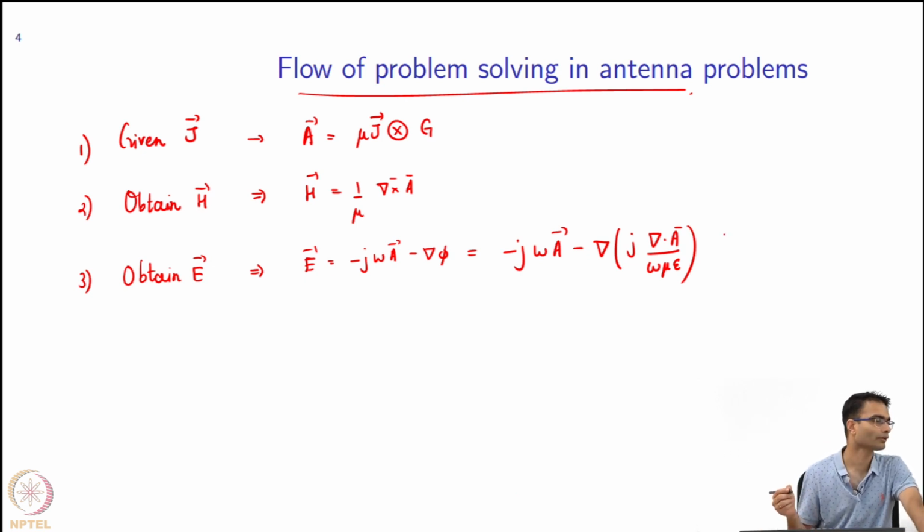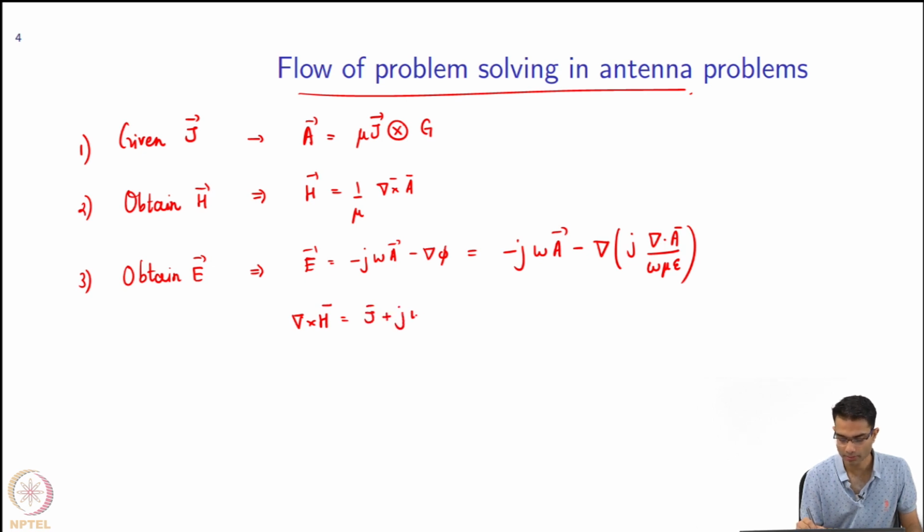Is there a simpler way of doing it for finding E? I don't need any F. Yeah, I know there is an electric vector potential, but you are recalling from memory. Recall from logic. Maxwell's equations, right? If I know H, can you give me E? Yes. So, I can use curl of H, because I have already calculated H in step 2, is J plus j omega epsilon E. I know H, I know J, I get E, right. So, all I have to do is take curl of H.